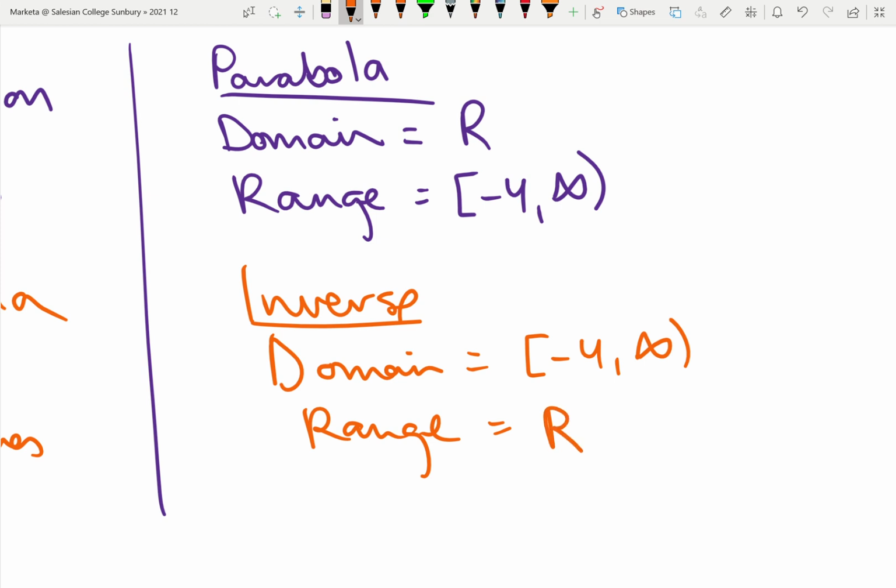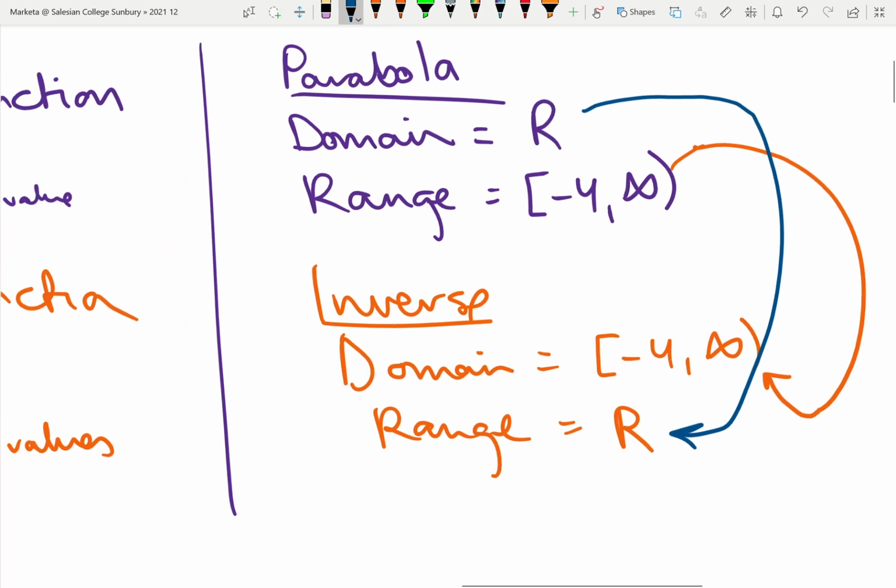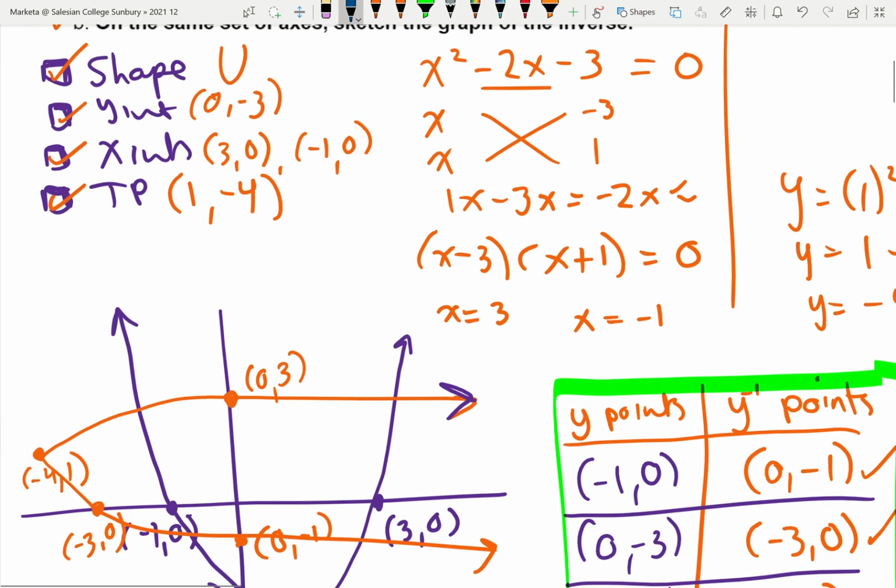What you might notice here, or you might remember from last year, is that the range of the original becomes the domain of the inverse, and vice versa, the domain of the original becomes the range of the inverse. So they swap. Just like the x and y points swap, the domain and range swap because they're related to x and y. So that completes the first example.